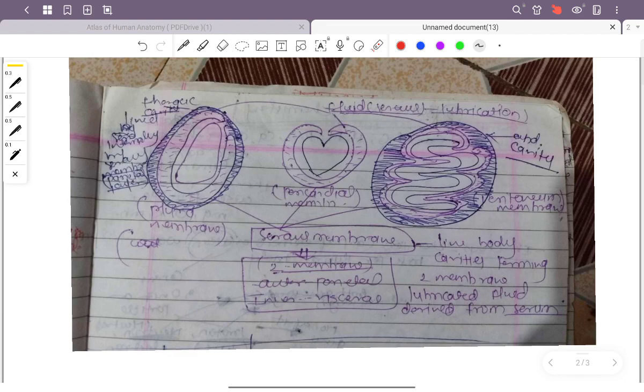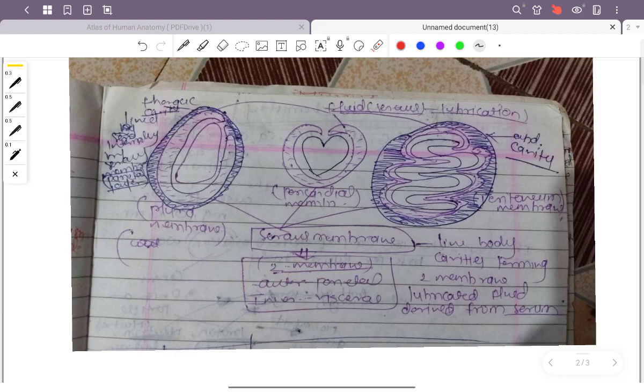But I think college-level students will hear these terms for the first time. Pleura is the membrane, the layer which covers the lung area. So the pleura membrane is actually a serous membrane. But how this membrane covers the organ, we're going to study now.